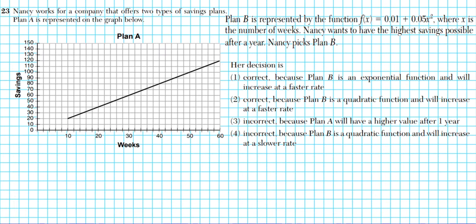Option 2, her decision is correct because plan B is a quadratic function and will increase at a faster rate. Option 3, incorrect because plan A will have a higher value after a year. And then option 4, incorrect because plan B is a quadratic function and will increase at a slower rate. Okay?